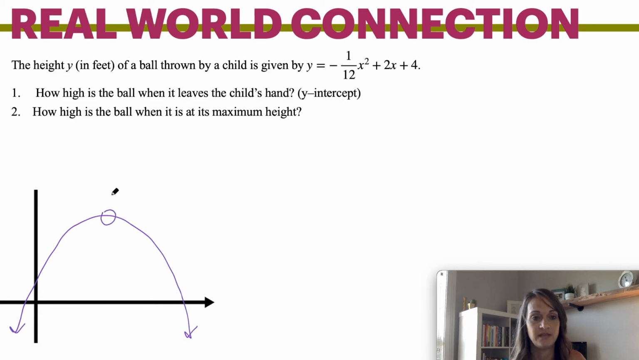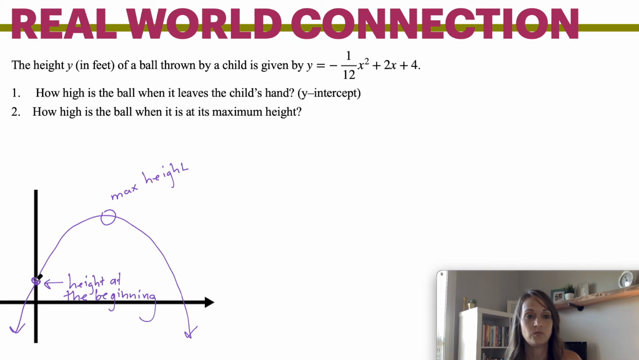This is going to be the max height. This point is going to be the height at the beginning. So at time 0, they want to know when it leaves the child's hand. So at the very beginning, right when the child throws it, they want to know how high is that ball, which is the y-intercept.